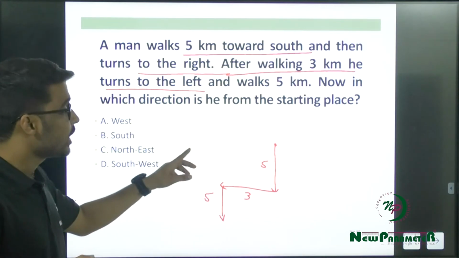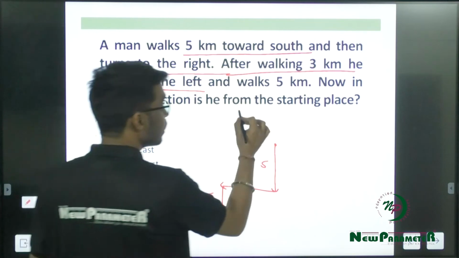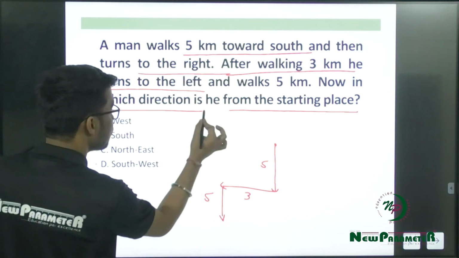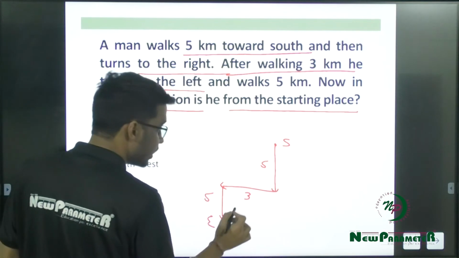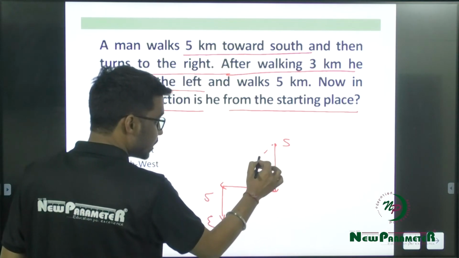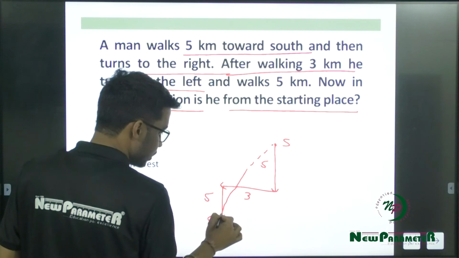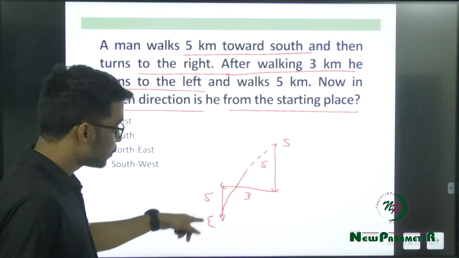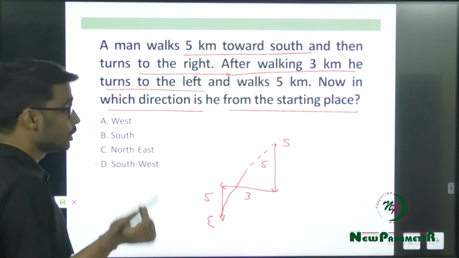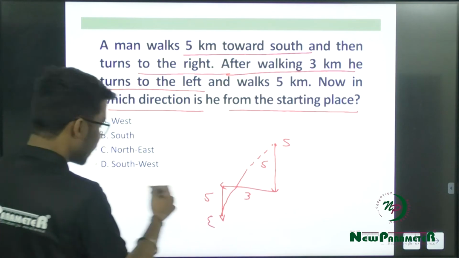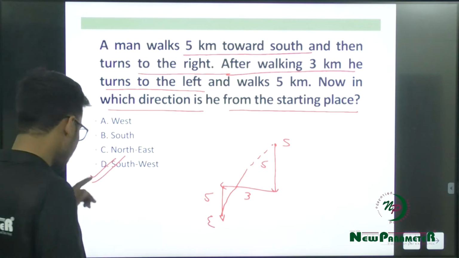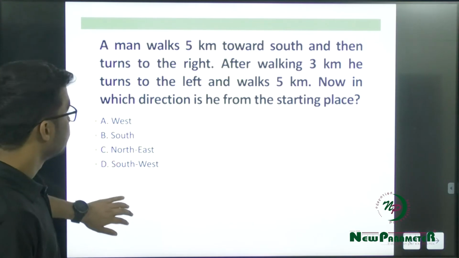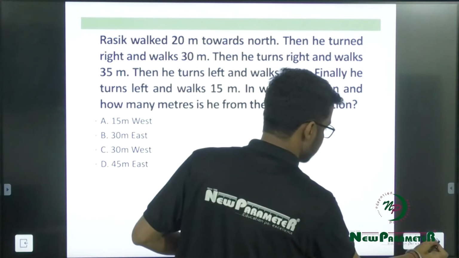Now in which direction is he from the starting place? From the starting place, in which direction is he? So this was my starting place, this is my ending place. From starting place, this is the direction in which the person is. So this particular direction is southwest. It is between south and west. So my answer would be southwest. I hope the concept is clear. Let's move on to the next question.